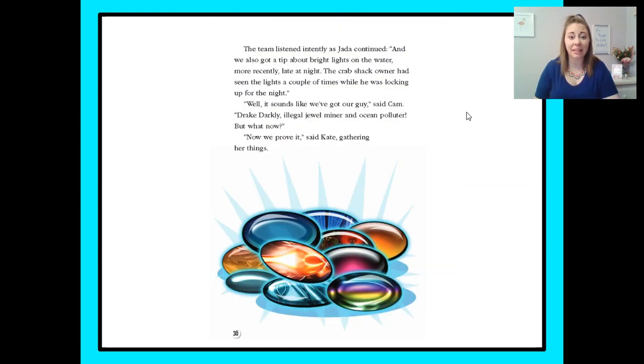The team listened intently as Jada continued. And we also got a tip about the bright lights on the water, more recently, late at night. The crab shack owner had seen the lights a couple of times when he was locking up for the night.